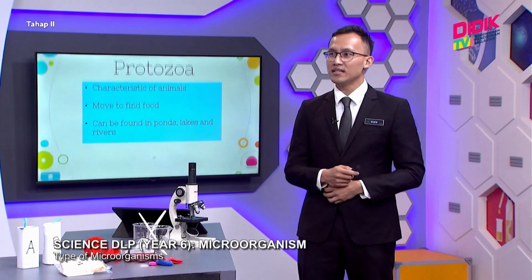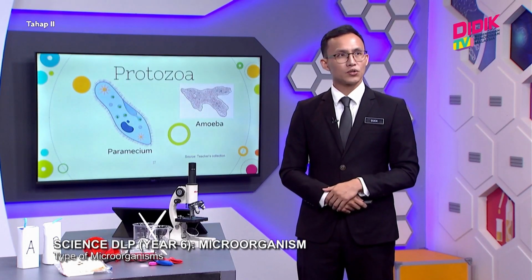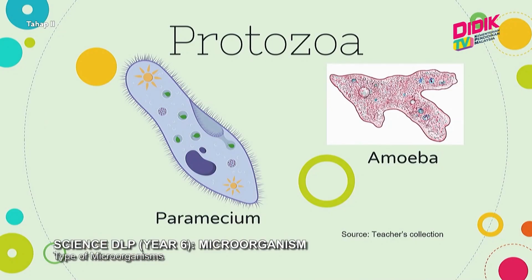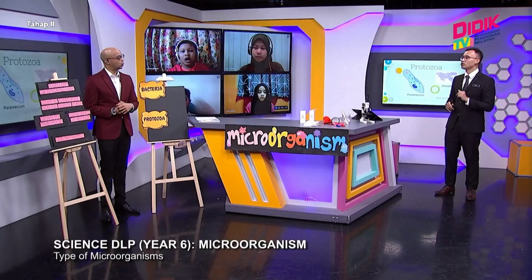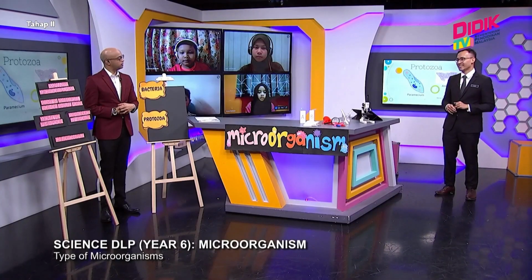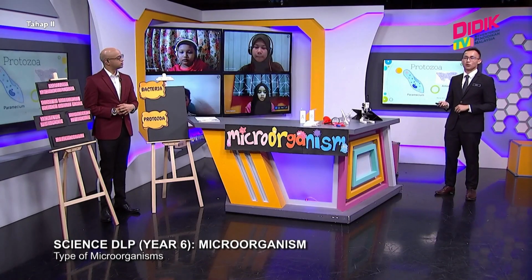Okay. So these are the examples of protozoa. We have the paramecium and the amoeba. Look at the paramecium closely. So the paramecium has legs like the centipede, right? Yes, a lot of legs. These legs are actually called cilia, C-I-L-I-A, which help them move around to look for food. Okay, so that's about the protozoa.